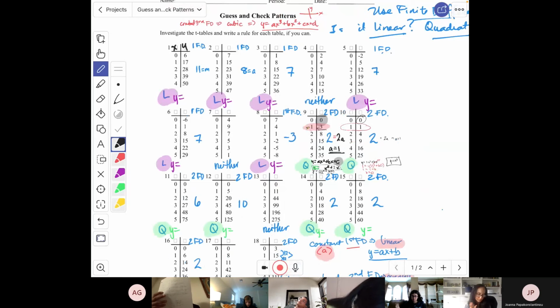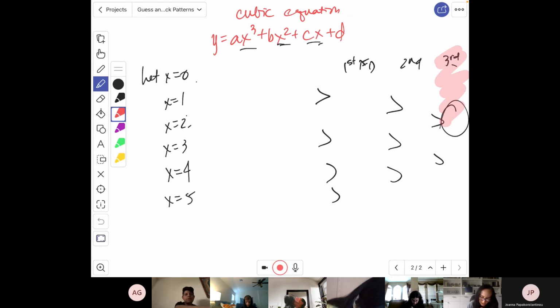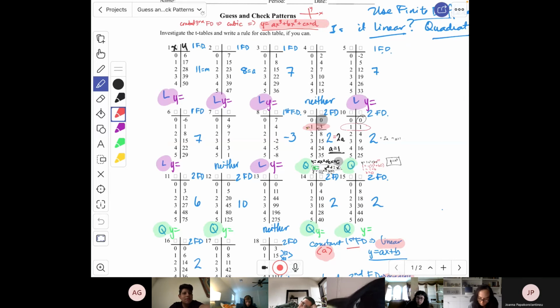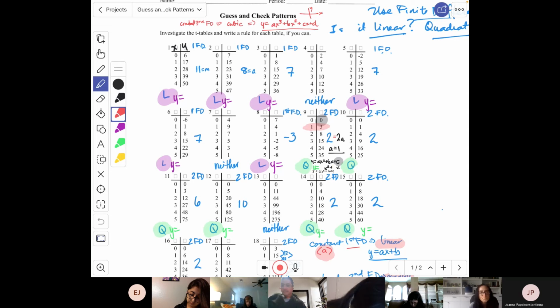Abiella, now that you've completed all of them, why don't you do what Eric's doing? Let's look at the cubic equation and try to figure out what the third finite difference represents in a cubic equation. I think I just found it, but go ahead and I'll say it. Why don't you type it to me privately and I'll tell you if you're right. Abiella, go ahead and try to figure out what the third finite difference represents. And Eric, tell me what you think the third finite difference is. Send me a chat.